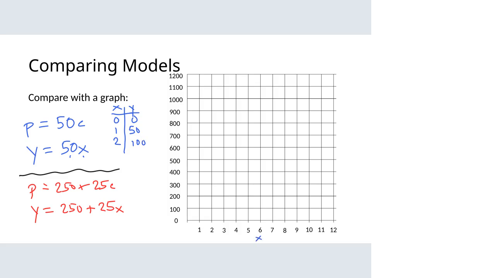Remember, x is the horizontal axis and y is the vertical axis. So we'll plot these. I have 0, 0. Selling one computer is $50. Selling two computers is $100. And you can see how this is going to go. Then 4 computers would be 200. 6 computers would be 300. 8 computers would be 400. And then essentially what we've got is a line that shows how much she's going to make.